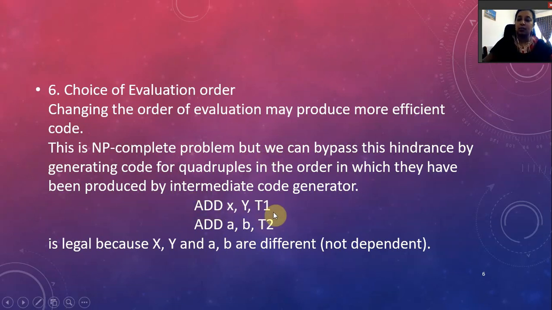You add XY and the temporary variable is T1, add AB and the temporary variable is T2. Check whether they are dependent or not dependent. Sometimes A's value will be affected. Now how will we do all this? We'll do data flow analysis, which comes in the optimization part, which we'll be seeing in the next video. So you check which variables are affected by the other variable, and then make a clear analysis of how the evaluation order has to be. So this is one of the other issues which we have to take care of. Now these are the 6 issues for a code generator.